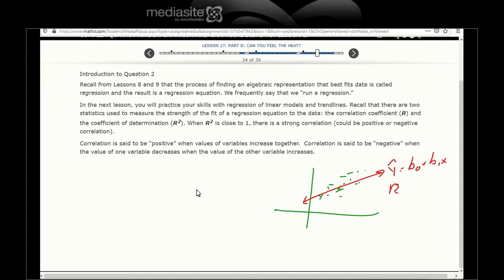When R squared is close to 1, there's a strong correlation. It could be a positive or negative correlation. A correlation is positive when the variables increase together, or negative when one variable decreases while the other variable increases. So in this case, X is increasing, Y is increasing, so when they both happen at the same time it is positive, and as one goes up, one goes down, it is negative.